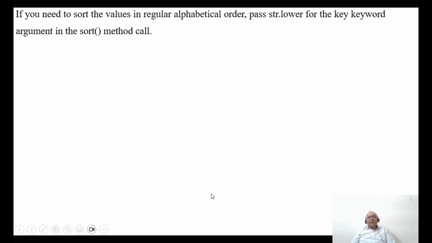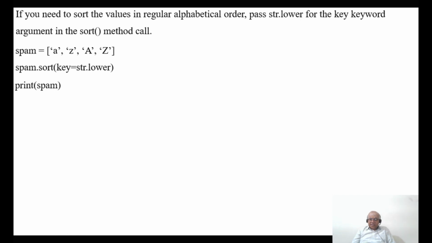If you need to sort the values in regular alphabetical order, pass str.lower for the key keyword argument in the sort method call. For example, if I am considering spam as the variable containing list values, small a, small z, capital A and capital Z. So first it goes for the small a. So spam.sort(key=str.lower).